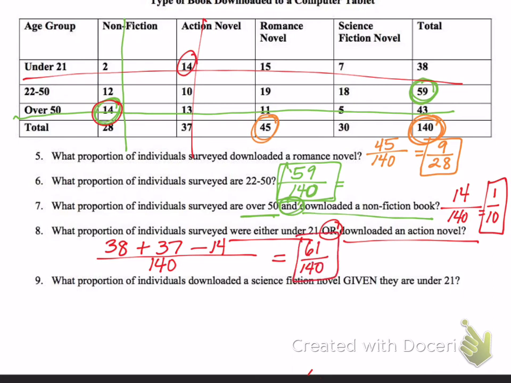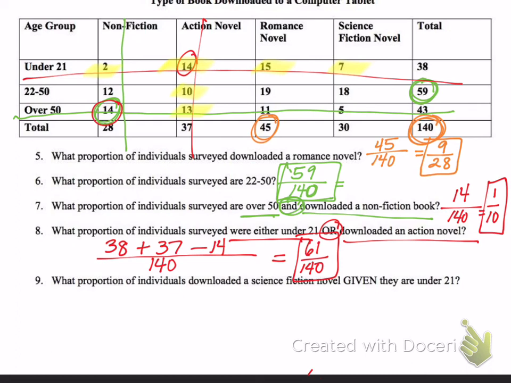Another thing that you can do if you don't want to subtract the intersection is I highlight all of the cells 2, 14, 15, 7, 10, 13. And you can just add all of those together. So 2 plus 14 plus 15 plus 7 plus 10 plus 13. And you're doing the same thing, but you're only counting the 14 once. So it makes like a little T. It makes a cross. So you can do that as well. Or you can add the totals, subtract the intersection. It's up to you. Either one will work.